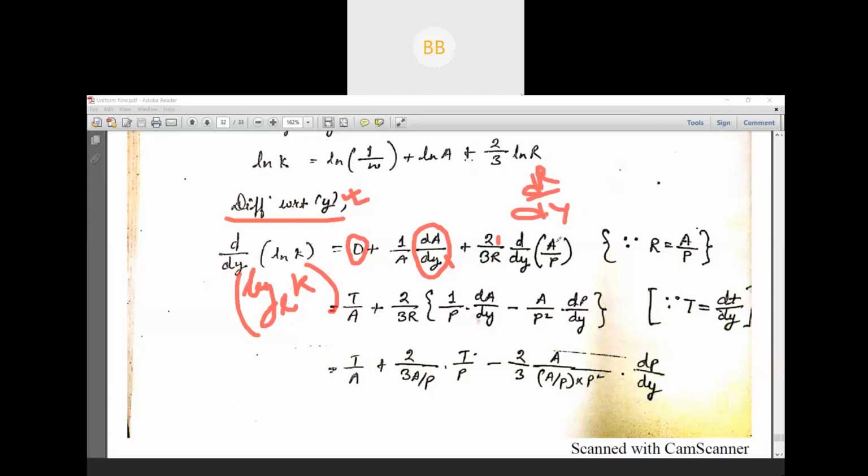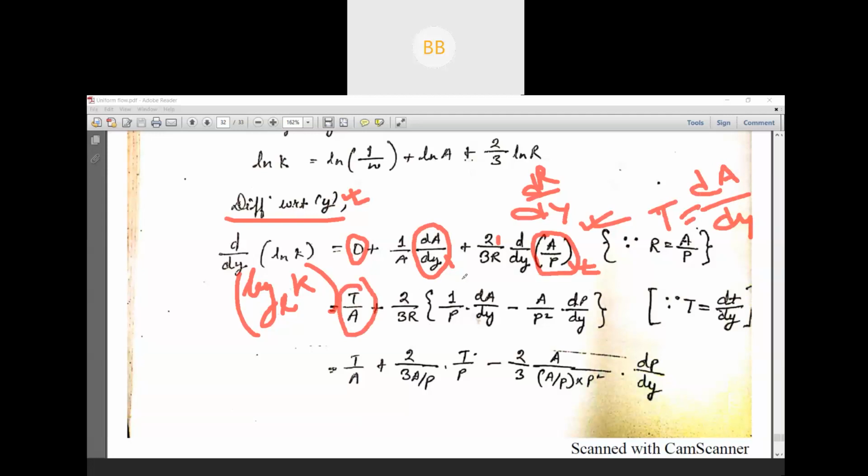We know r is equal to a by p, so I have reduced one step here by writing directly r is equal to a by p. You can write another step by writing here dr by dy, then substitute a by p, it's up to you. You'll get this expression after differentiation, and this term will be 0. Then we have 1 by a, dA by dy, which we have already discussed. dA by dy is nothing but our top width, so it will be T by A.